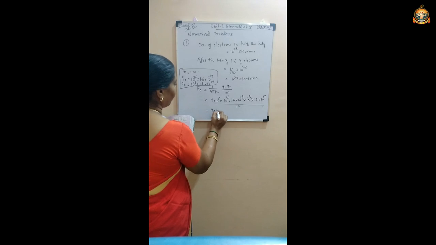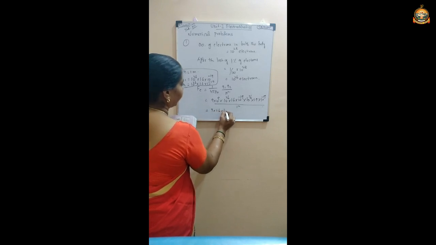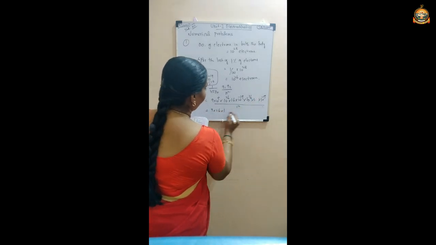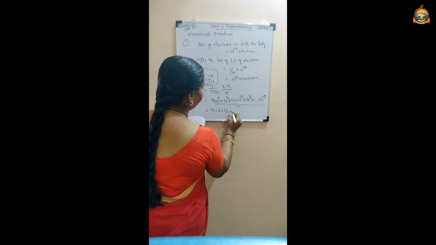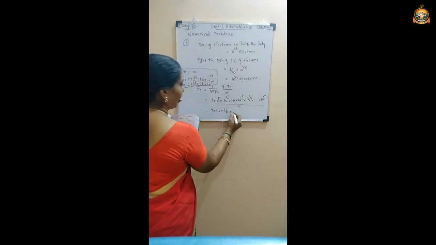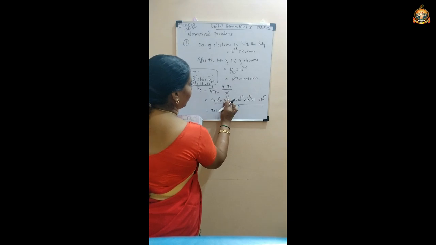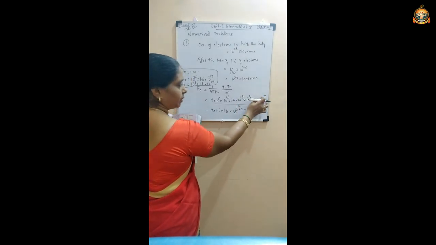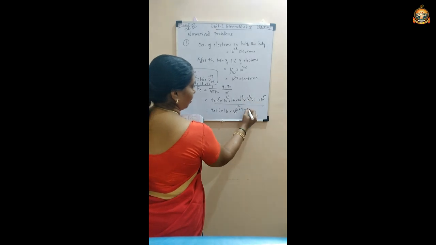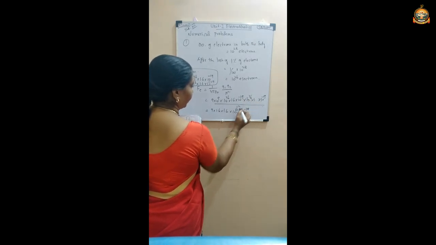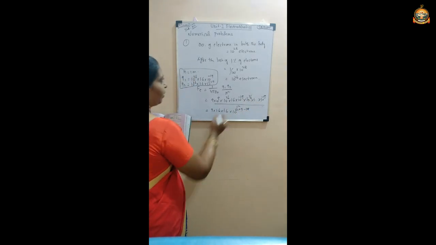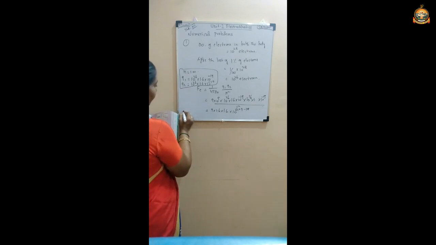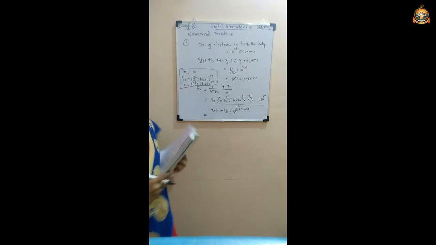9 into 1.6, 1.6 here also. 1.6 into 1 square is what? 1 only. Into 10 to the power of 26 plus 26, how much? 52, plus 9, minus 19, minus 19, is equal to minus 38. On simplifying these relations, what answer will we get?